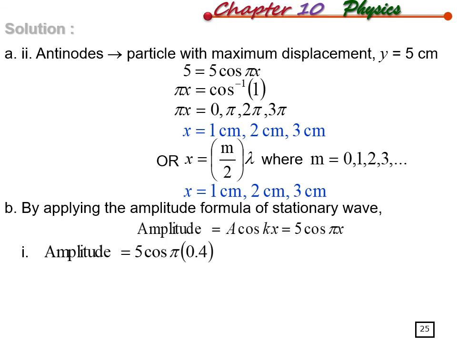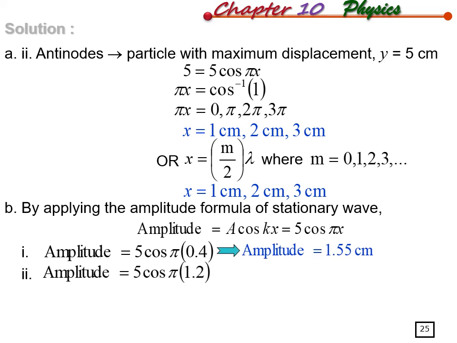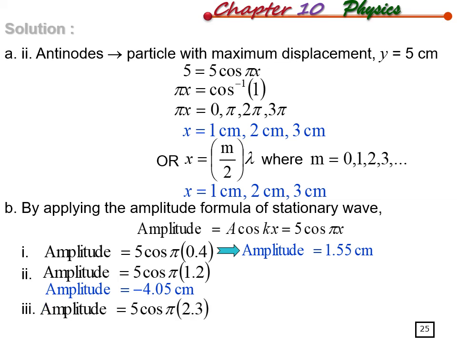And then the last one, the value x given as 0.4, so just replace in over here, which will end up with 1.55 centimeters. Number 2, x = 1.2, determine the amplitude, which will be negative 4.05 centimeters. And then number 3, x given 2.3, which will end up with amplitude 2.94 centimeters.